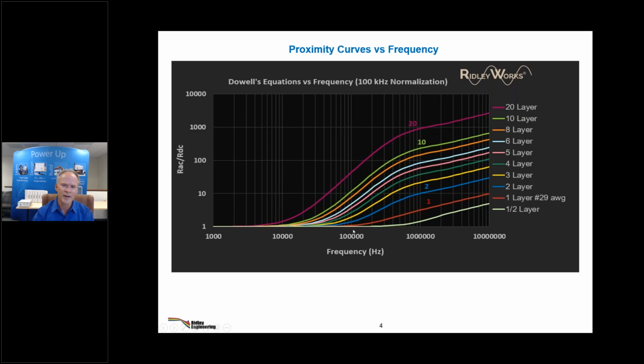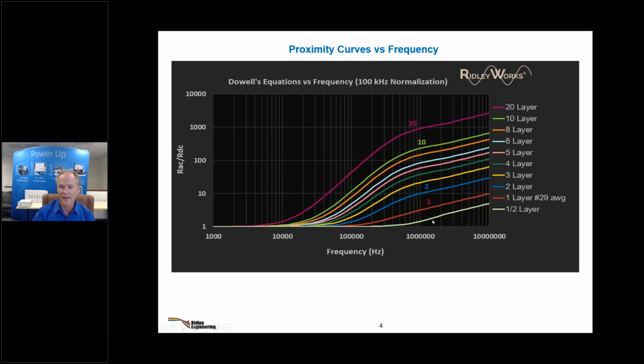We centered it around 100 kilohertz, and that's for a 29 gauge wire. So now it's become specific to a 29 gauge wire at 100 kilohertz. If you don't do that, you go back to the unnormalized curves. But even on this curve, we can see the effect of adding more layers is bad out here. We can see where the curves start lifting up.